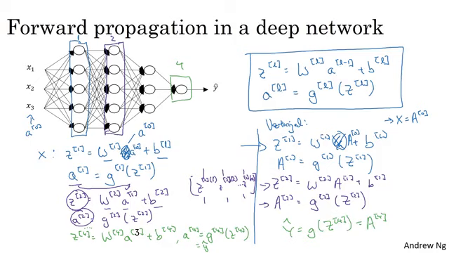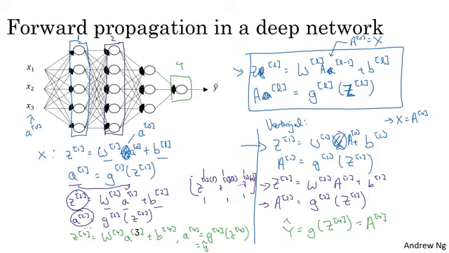So just to summarize, our notation allows us to replace lowercase z and a with the uppercase counterparts. And that gives you the vectorized version of forward propagation that you carry out on the entire training set at a time, where A0 is X.